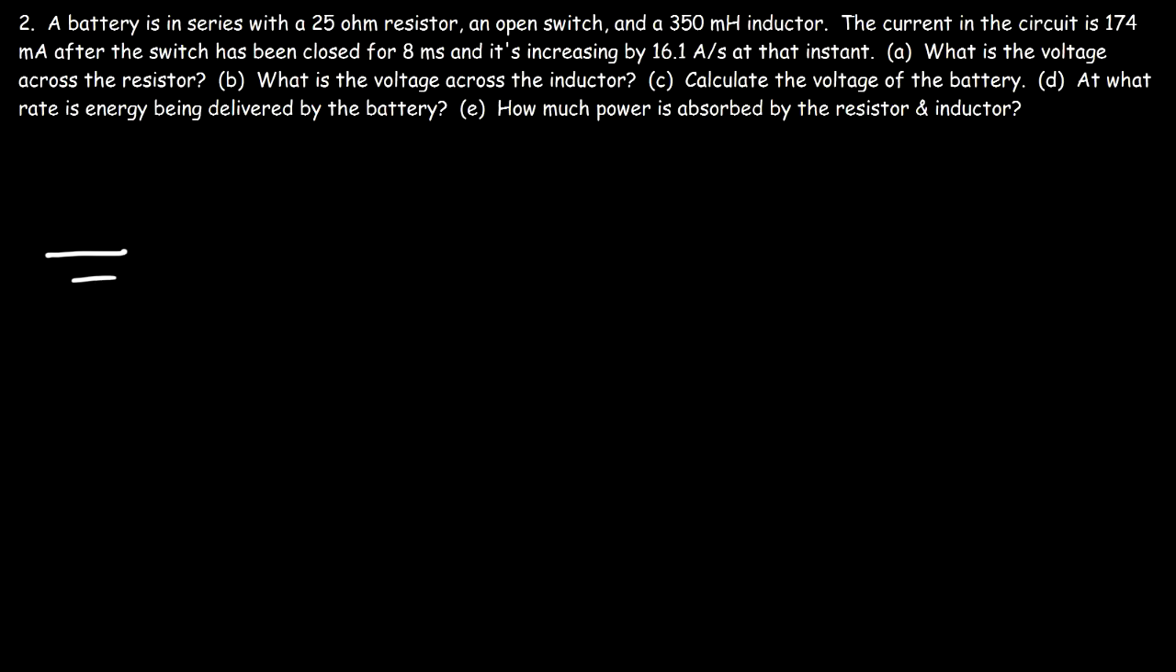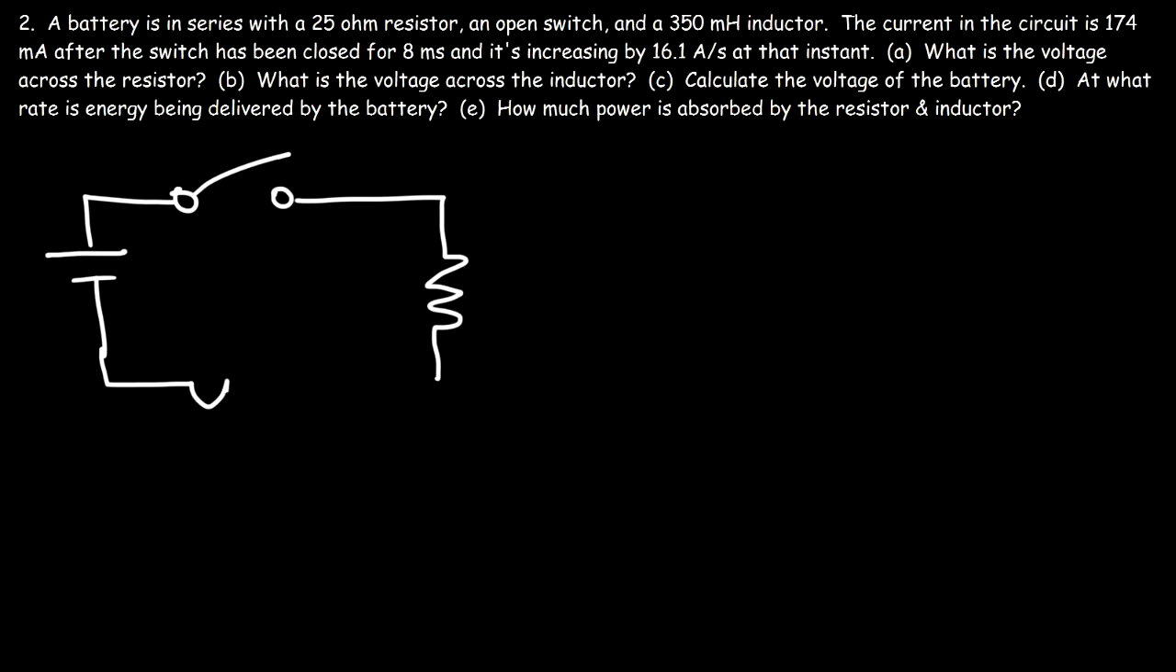So let's draw a circuit. Initially the switch is open, we have a resistor, and we have an inductor in series with the resistor. Let's call this VB. We don't know the voltage of the battery. The resistor is 25 ohms, and the inductor is 350 millihenries.